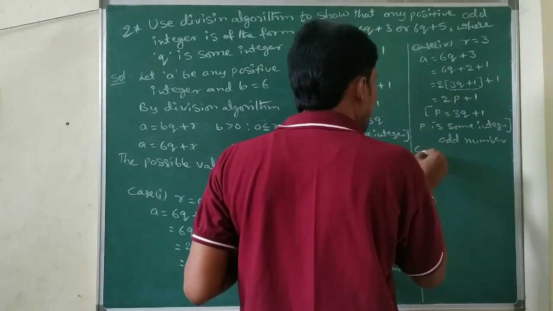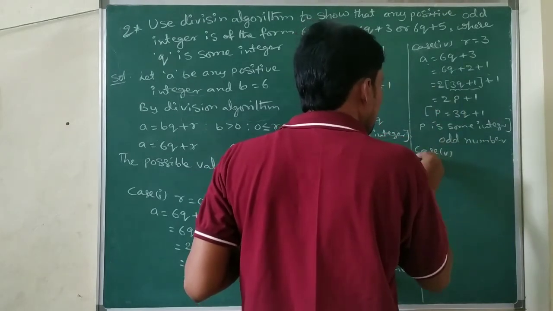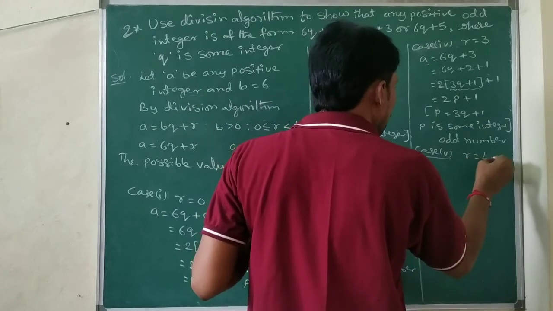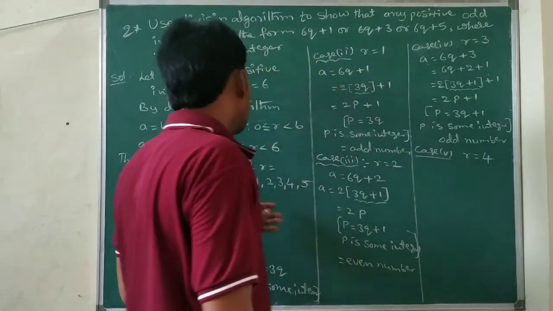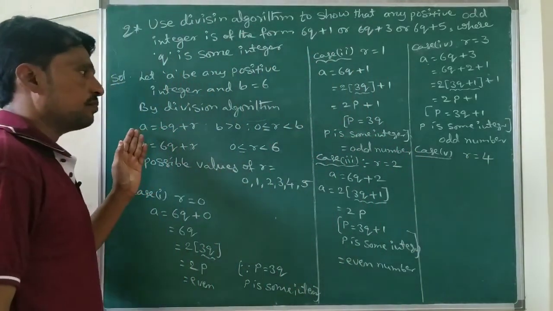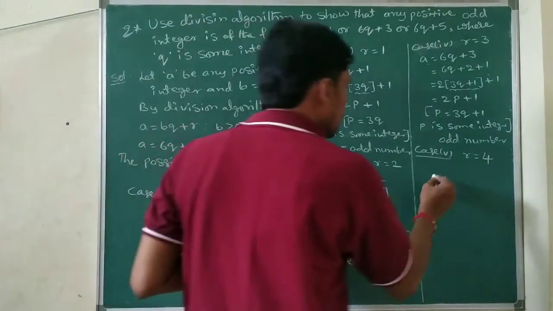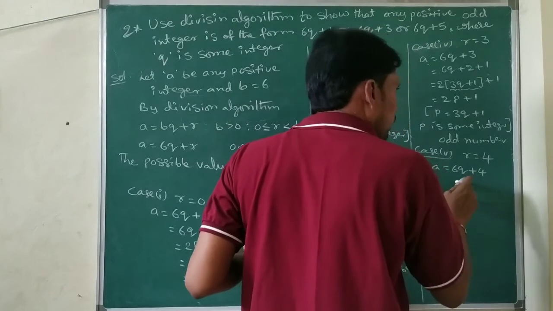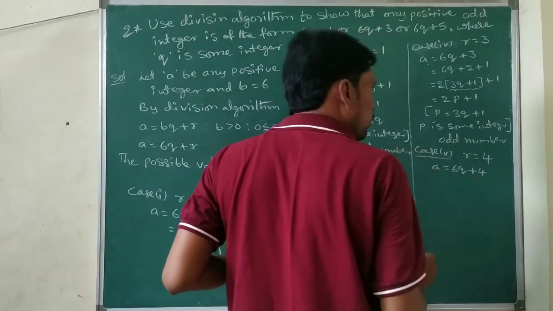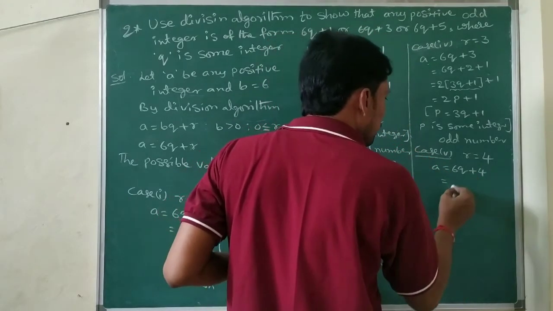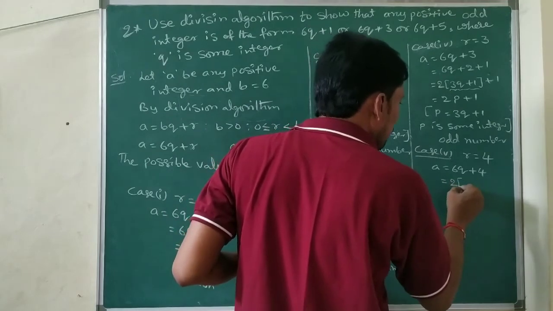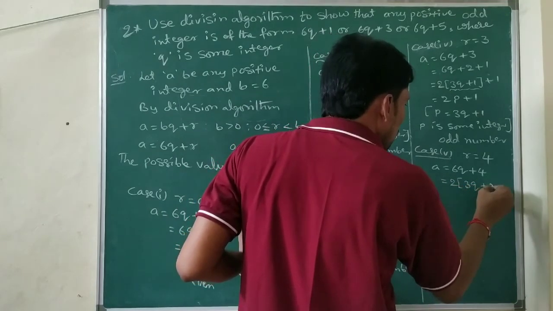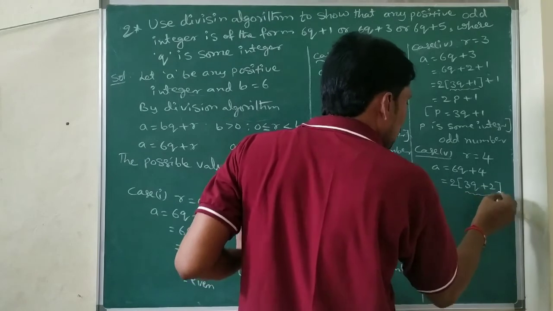Now case number 5, that is r equal to 4. So the r value now we substitute in this division algorithm. So a equals 6q plus 4. So the a value here is 6q plus 4. 6q plus 4 means here you can take 2 as a common factor. 2 we are taking common means 3q plus 2.